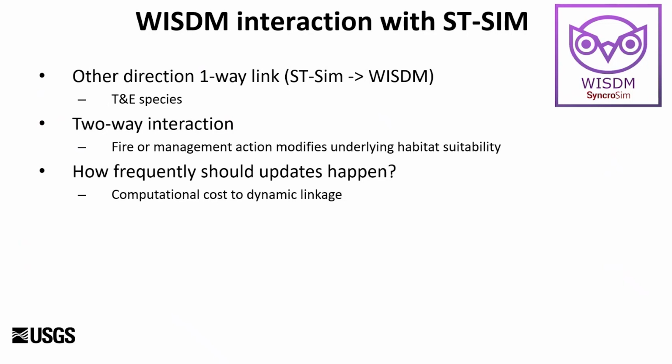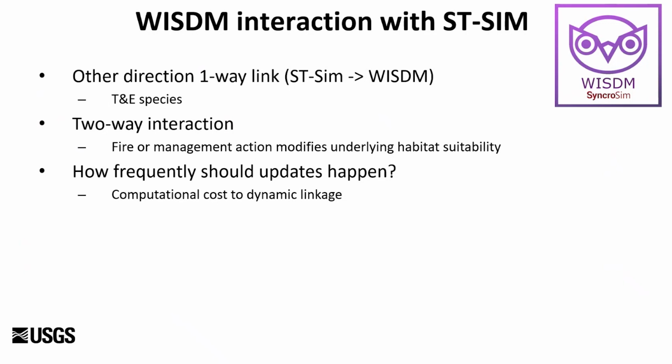You can think of other examples where maybe a one-way link going the other direction could be important. So if you think of a threatened and endangered species where land use land cover might be really important for it, and that's changing over time, you could have the outputs at different time steps of STSIM feed into how you're applying the WISDM model, and you could see how the habitat suitability might change over time with the underlying changes in land use conditions.